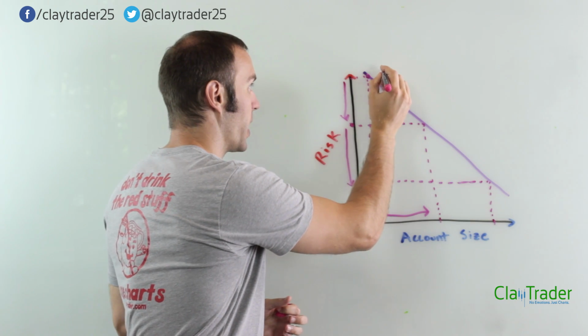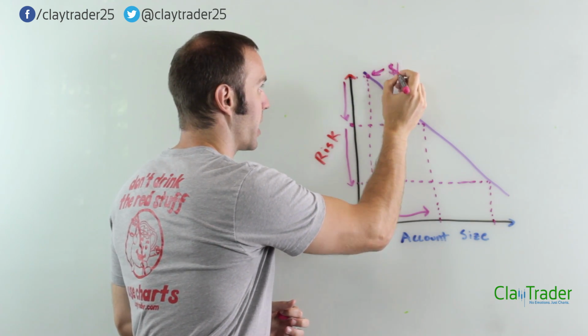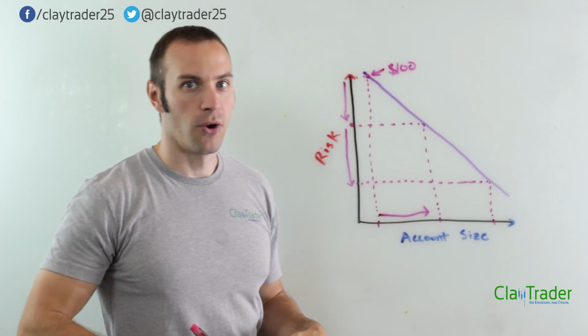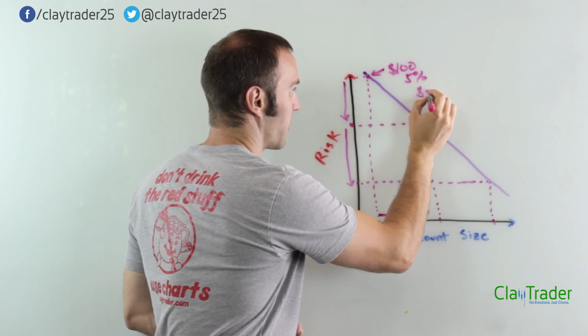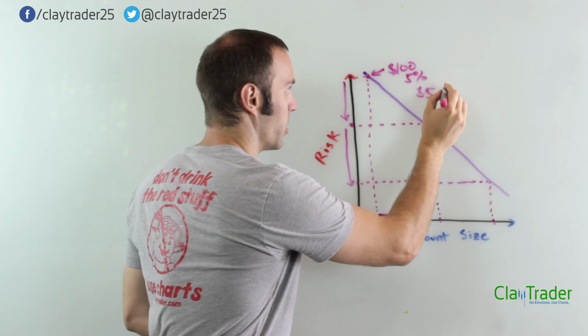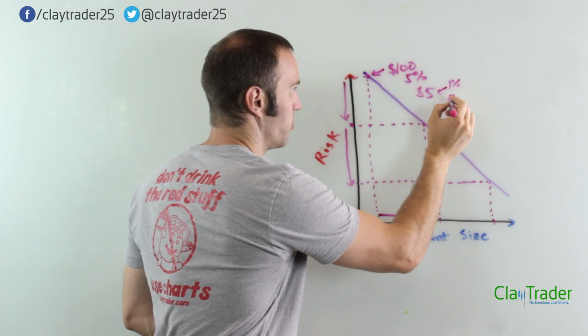Whereas going back here, at the $100 account level, you can only put in 5%. So 5% of that is $5. So then start to ask yourself, well, what's 1% on that? What's 2%?